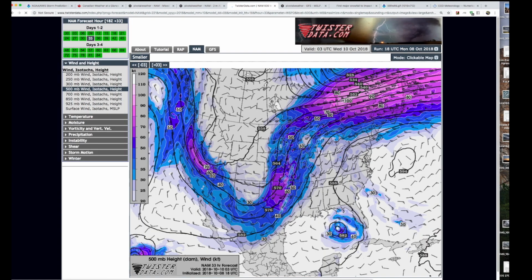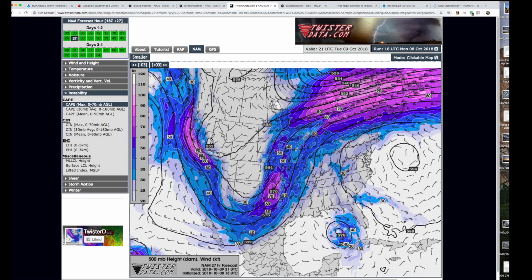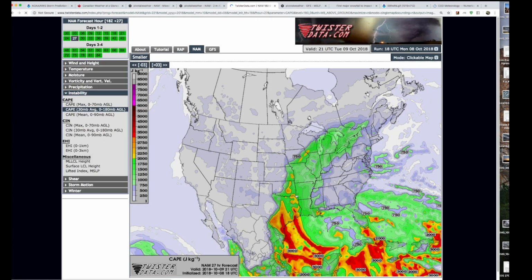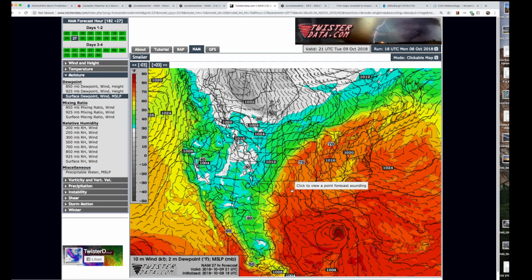So if we look back at our trigger, you see the trigger up here. You see the trough ejecting. You see the stronger flow up here in Oklahoma area, central Oklahoma, and then we look at our instability, and we see some pockets here of fairly high instability for this time of year, and then we look at our moisture, and we got pretty good moisture here. You got 70s in the same area.